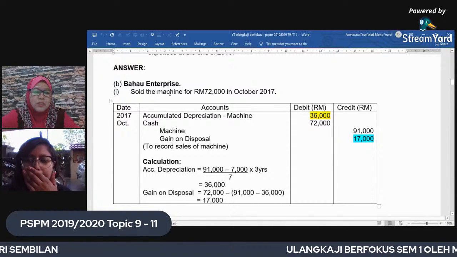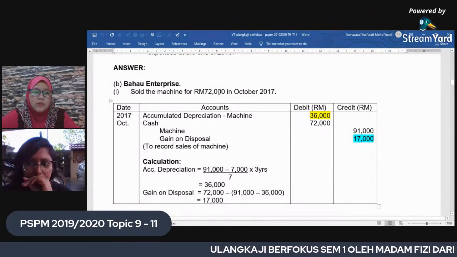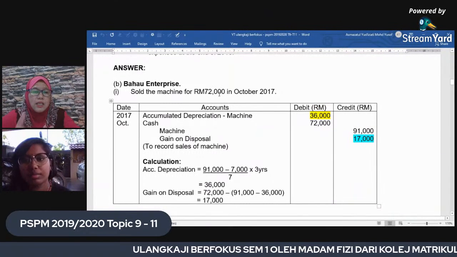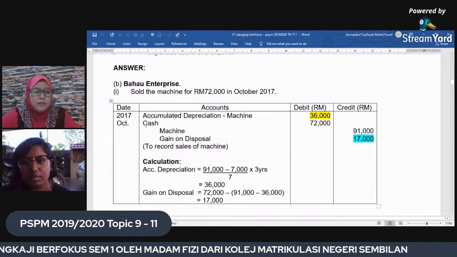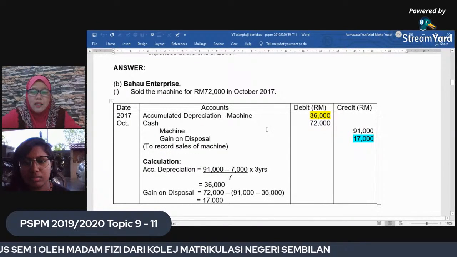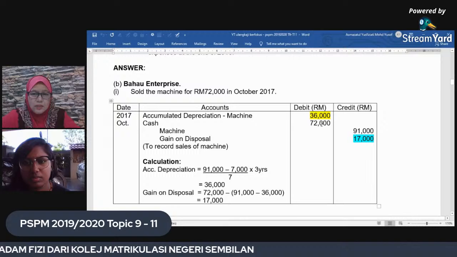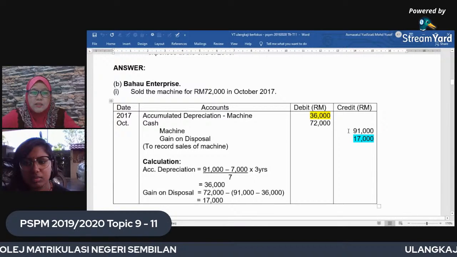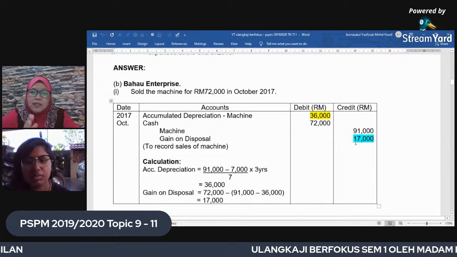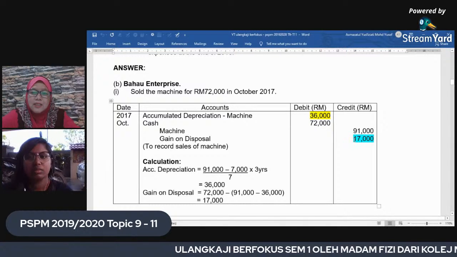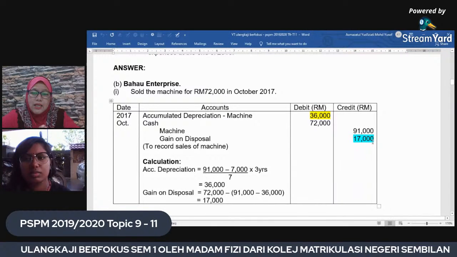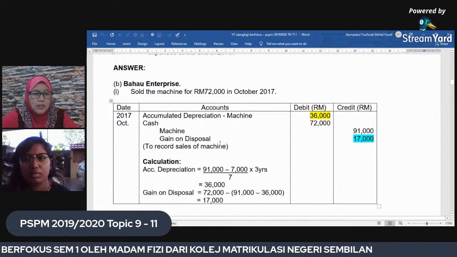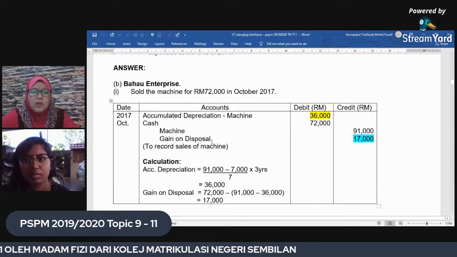And then the third step is to record the cash. When we sold the machine for 72,000, that means we receive cash 72,000. So we debit cash 72,000. And then what is the missing figure? The missing figure is at the credit side, that is 17,000. Because it is at the credit side, it is gain on disposal.